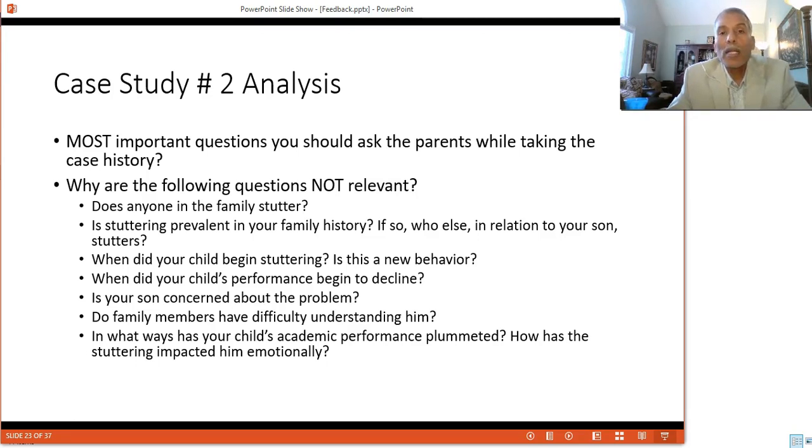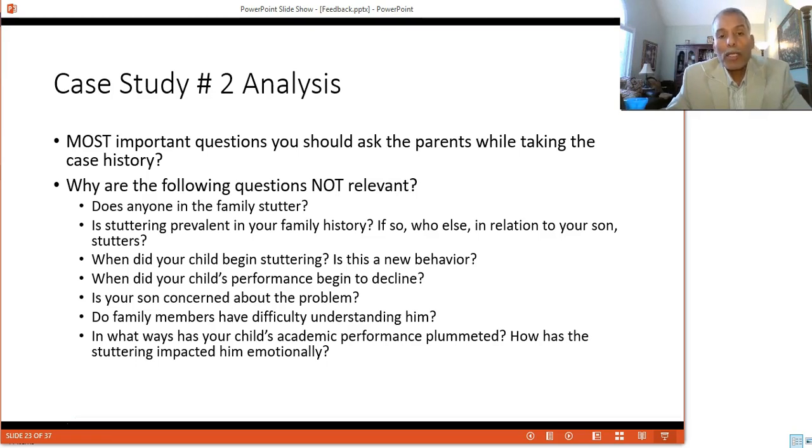So the idea is not for you to go and read information, memorize, and just spill it out on paper. The idea is to integrate, to pull information from different areas, to use your mind to analyze the case.